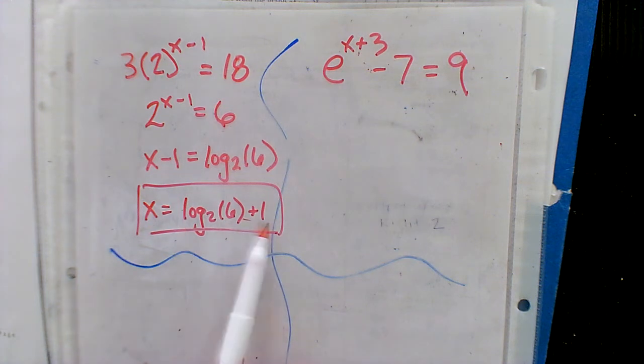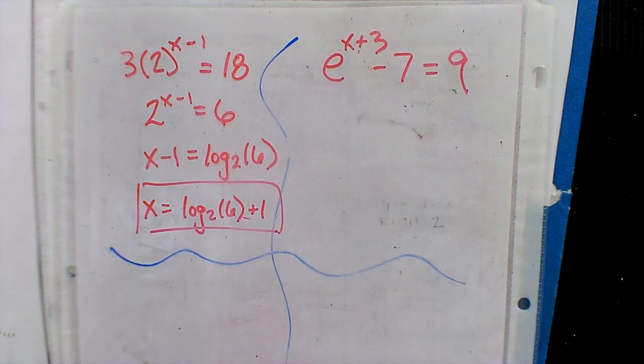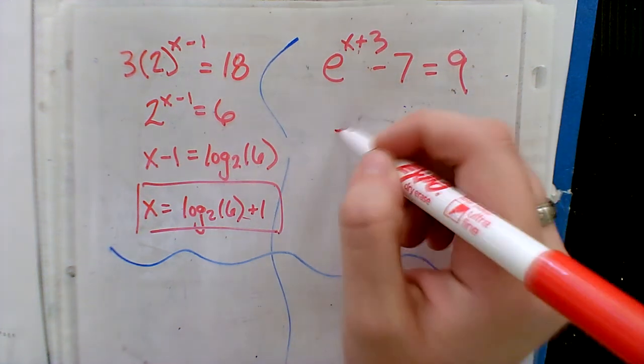You could type this into your calculator. Okay, log base 2 of 6 plus 1. You'd have to do log of 6 over log of 2, but you could still get it as a decimal if you wanted to. How do you want to solve for x for this next one? That over 7. Let's add over 7.